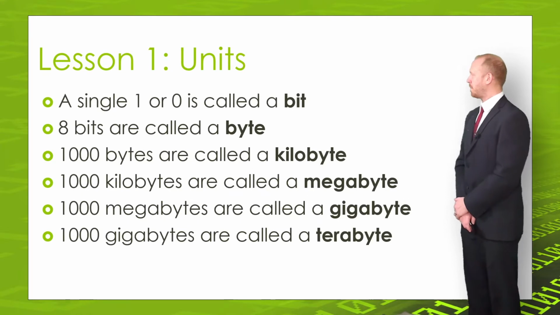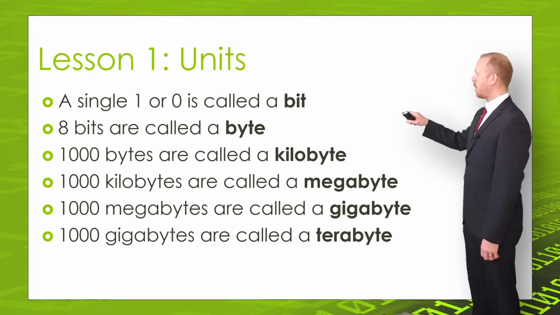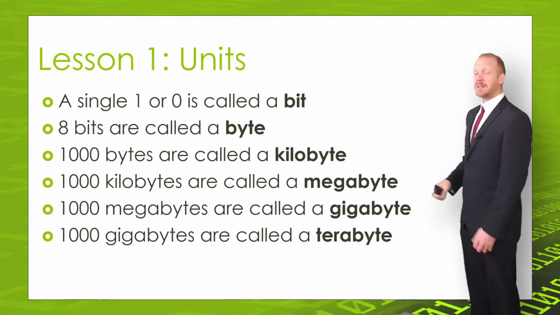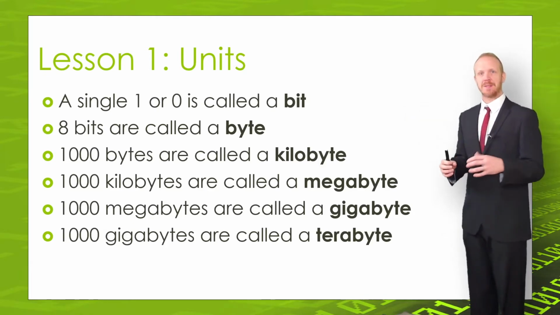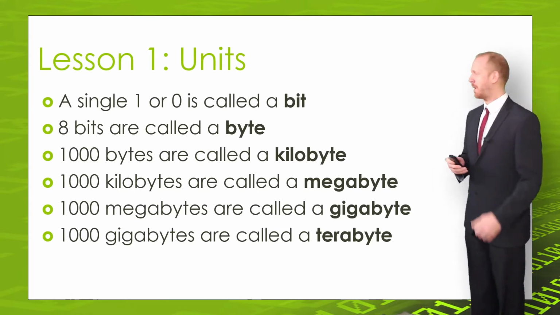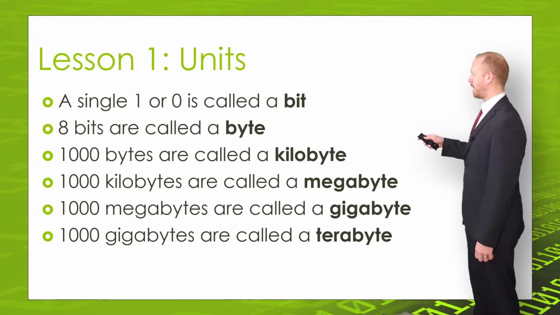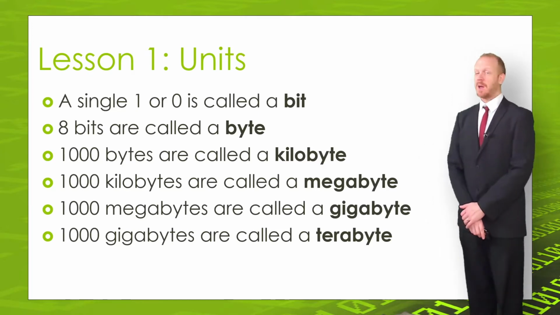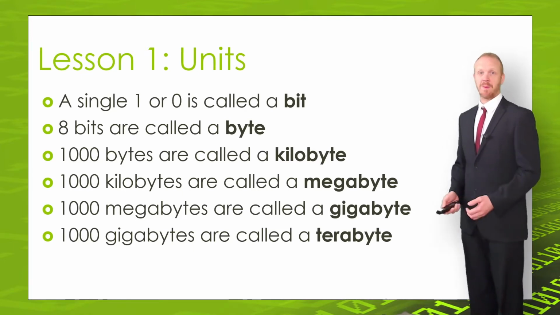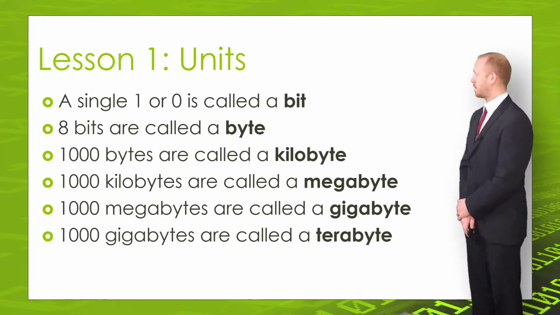So first of all, our first lesson was on units. So you need to know that a single 1 or 0 is called a bit, that 8 bits grouped together is called a byte, and remembering that bits convert to byte by having 8 of them is a part that we struggle with. 1,000 bytes is a kilobyte, 1,000 kilobytes is a megabyte, 1,000 megabytes is a gigabyte, and 1,000 gigabytes is a terabyte. We've just got to remember those in the right order. Whatever method you need to, and we'll look at some methods later, that's what you need to do.